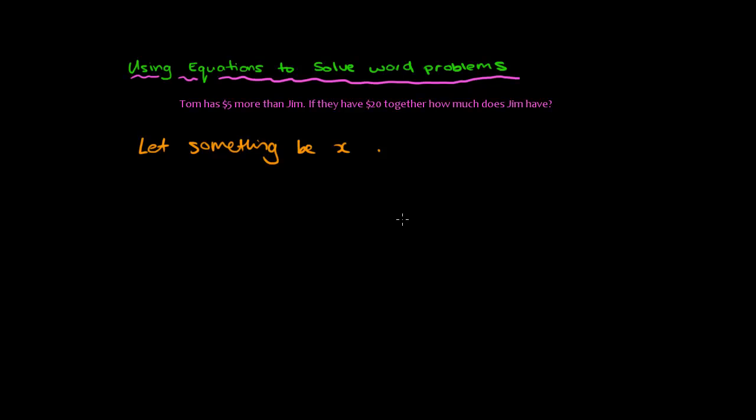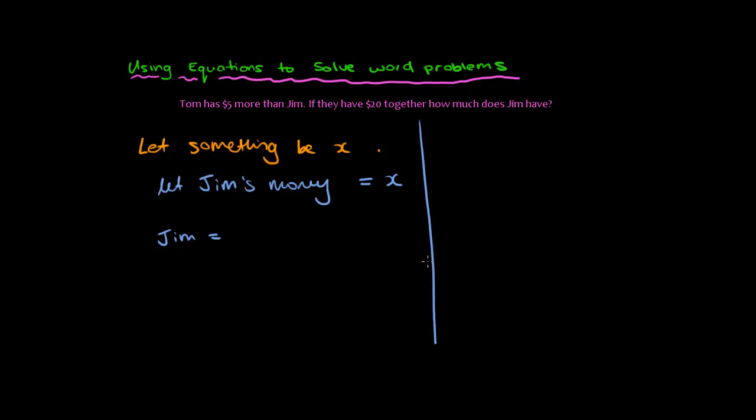So what we're going to look at in this question is what can I let be equal to x? It says Tom has $5 more than Jim. Okay, so $5 more than Jim. There's two ways I could let this happen. I could let Jim's money equal x. So let's have a look at this case first. Let Jim's money equal x. That means that Jim has x dollars.